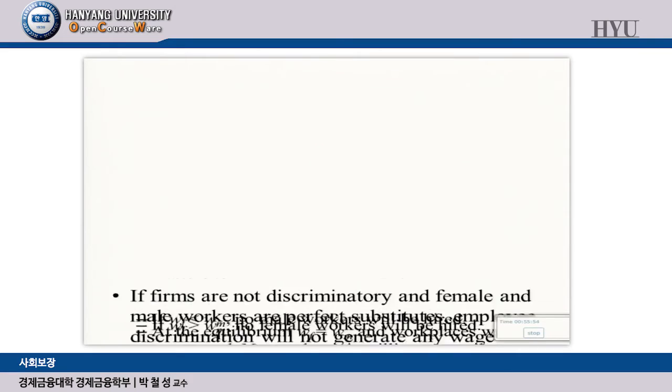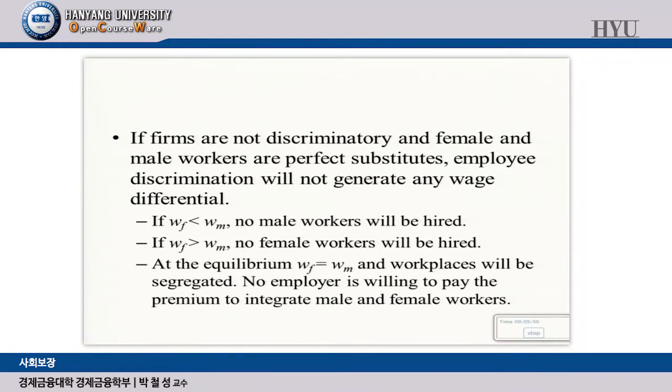So that's the idea. If WF is smaller than WM, no male workers will be hired. Now they are the same, and WF is cheaper. Their product is the same. Women are cheaper. Men complain. We fire everyone. We hire only females. Then men will not complain because they have no job.